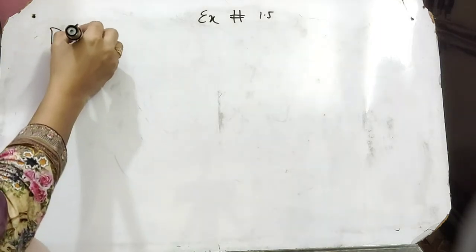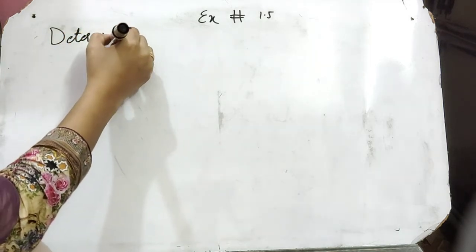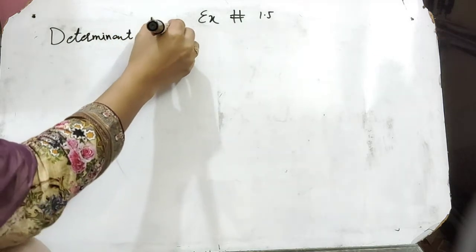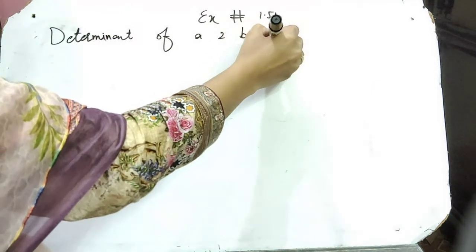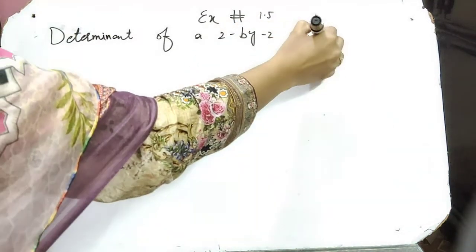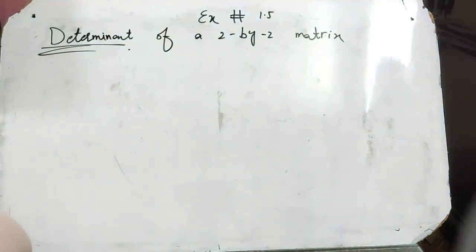Exercise number 1.5. For the first question, we should know what the determinant of a 2 by 2 matrix is. What is the determinant?